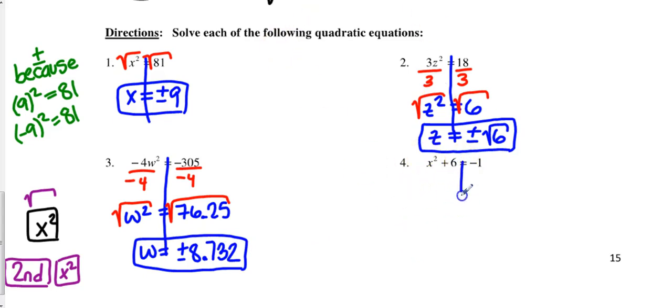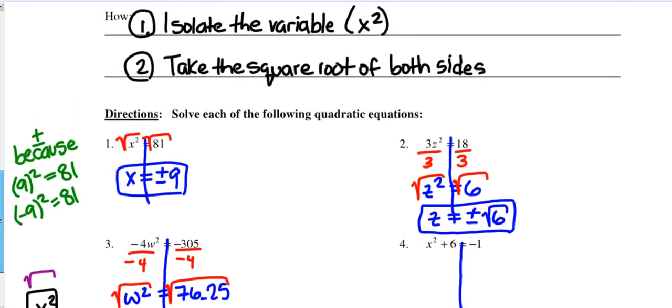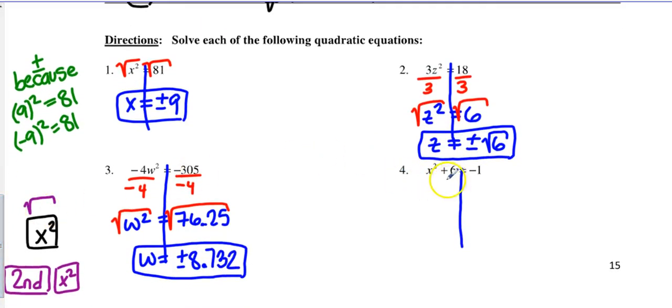Looking at number 4, what's different about number 4? Well, this is the first time we see addition involved. The steps haven't changed though. My goal, my priority is going to be to isolate that squared variable. So here I have x squared plus 6. So we know from our prior knowledge that the inverse of adding is subtracting, so we will subtract 6 from both sides. And we get x squared equals negative 7. I check the square term is completely by itself.